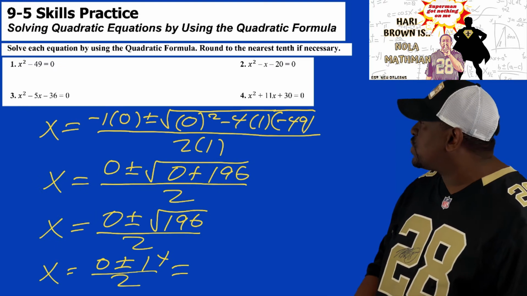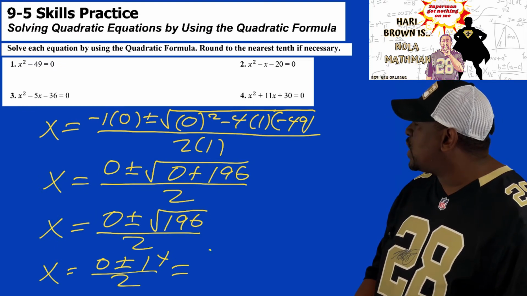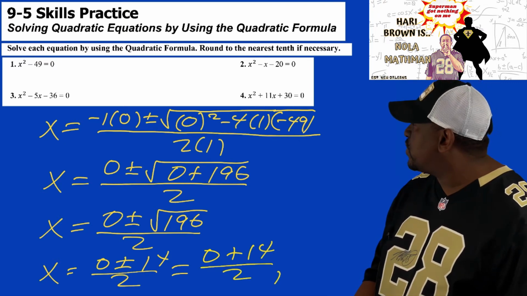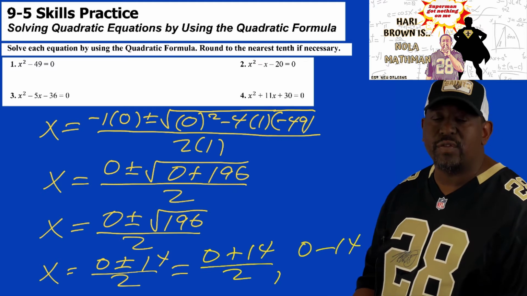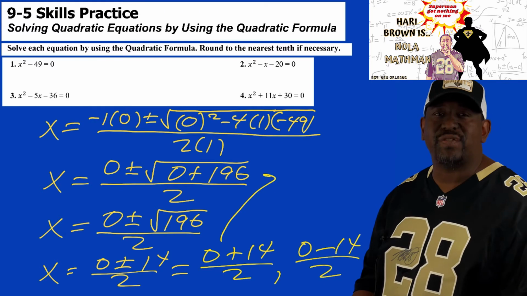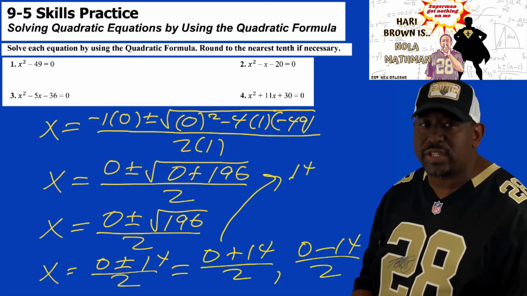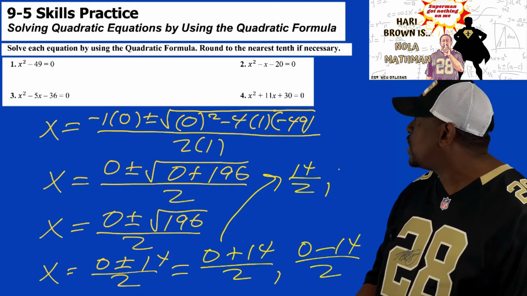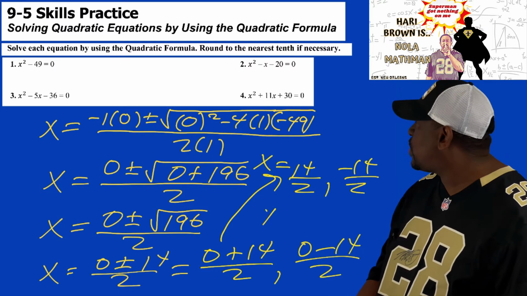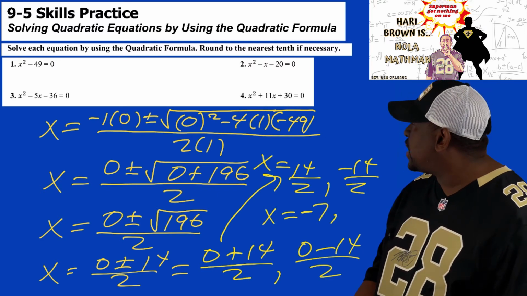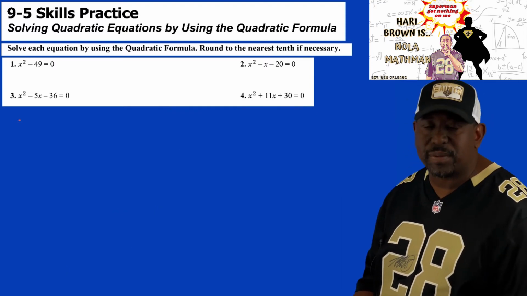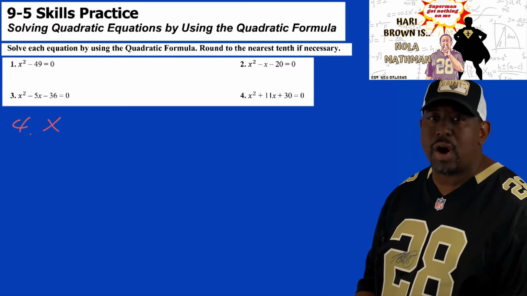So now that gives us two equations. 0 plus 14, which is basically 14 over 2, and then 0 minus 14 over 2, which is going to be negative 14 over 2. Once you simplify 14 over 2 and negative 14 over 2, our two x values will be 7 and negative 7. NOLA Mathman puts the negative first. Typically, that's what we like to do: put the smaller quantity first.